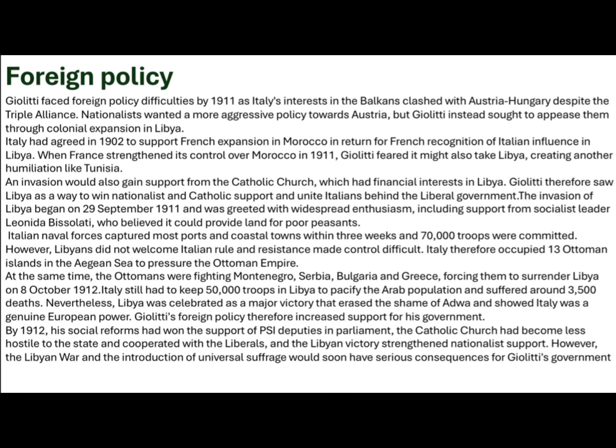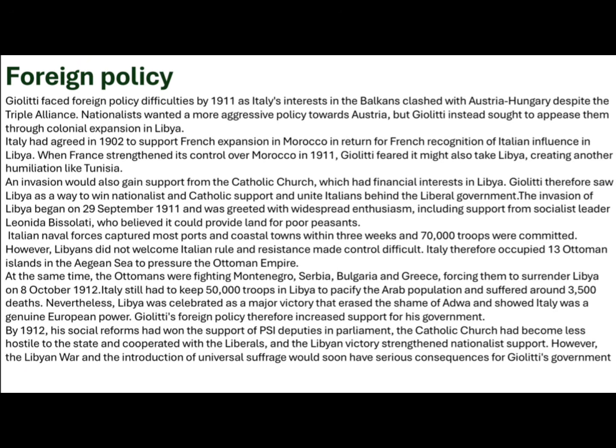Italy therefore occupied 13 Ottoman islands in the Aegean Sea to pressure the Ottoman Empire. At the same time, the Ottomans were fighting Montenegro, Serbia, Bulgaria, and Greece, forcing them to surrender Libya on the 8th of October 1912. Italy still had 50,000 troops in Libya to pacify the Arab population and suffered 3,500 deaths.